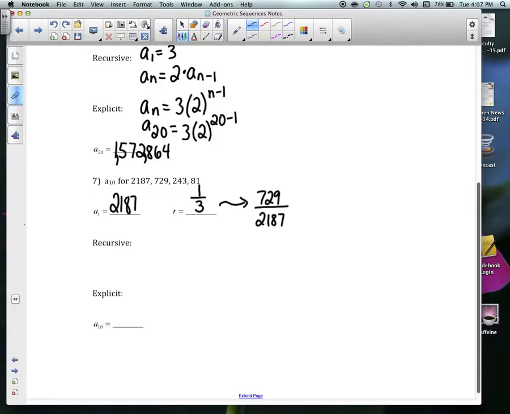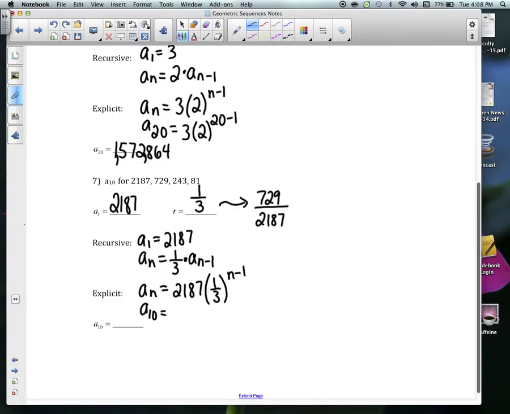We'll write a recursive and an explicit. And then once we have both formulas, we'll use the explicit to figure out the 10th term. In this case, when you calculate it, again, using the fraction tool is helpful. We'll get A10 is 1/9.